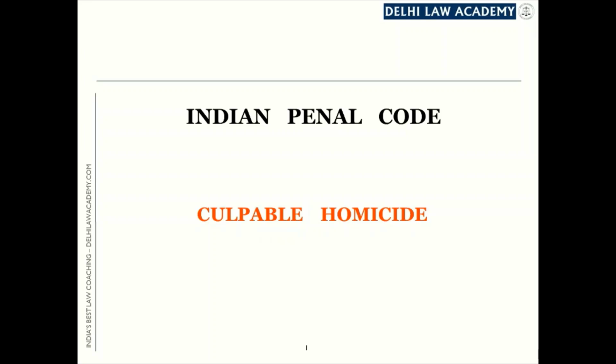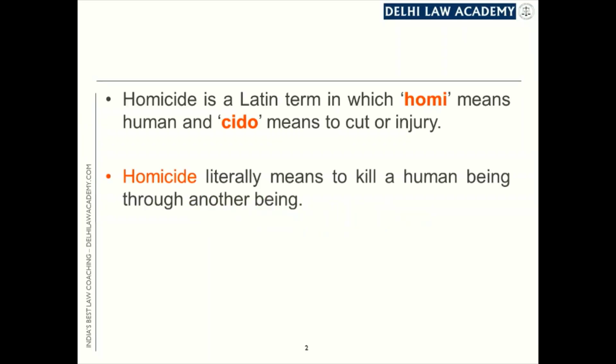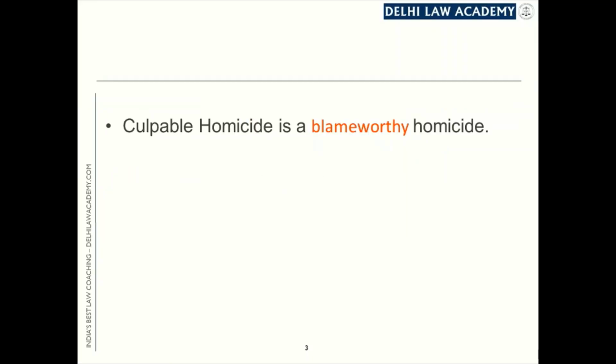In this presentation from the Delhi Law Academy on the Indian Penal Code, we shall study the crime and punishment of culpable homicide. Homicide is a Latin term in which homi means human and sido means to cut. Homicide literally means to kill a human being through another being. Culpable homicide is a blameworthy homicide.